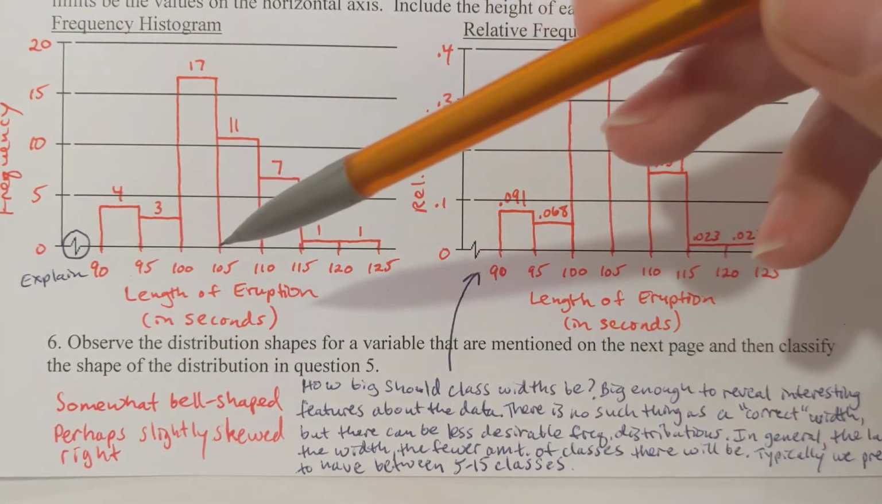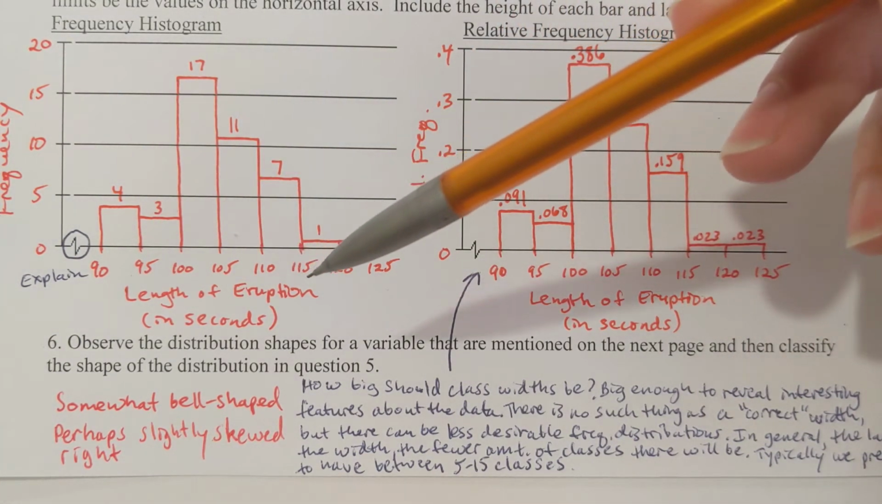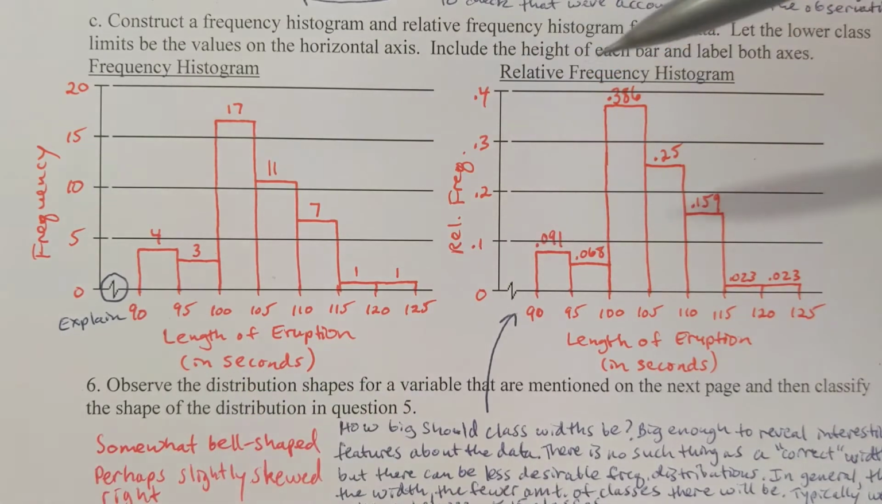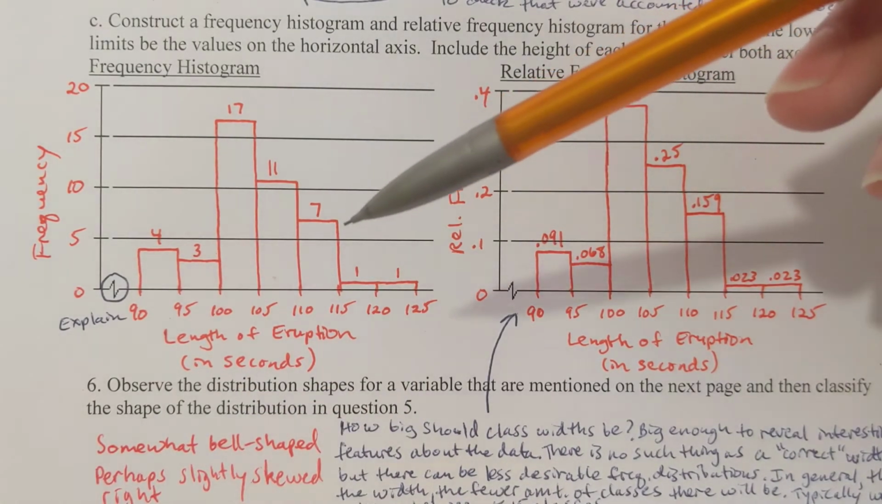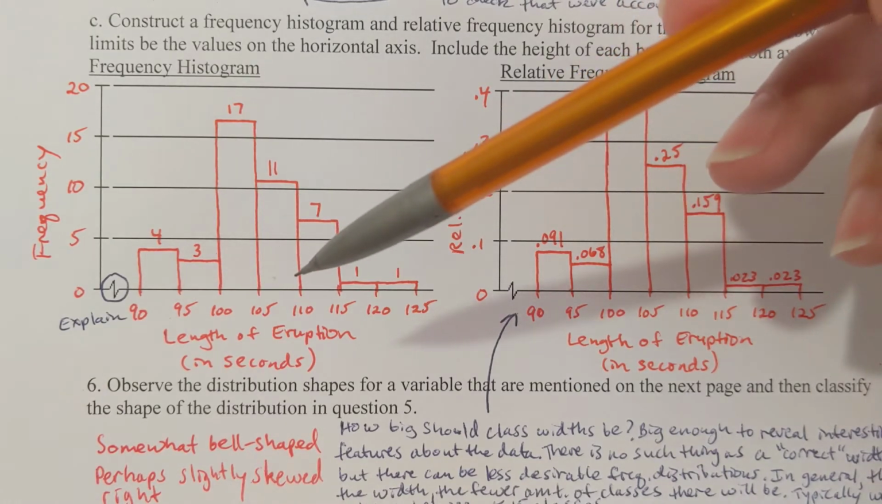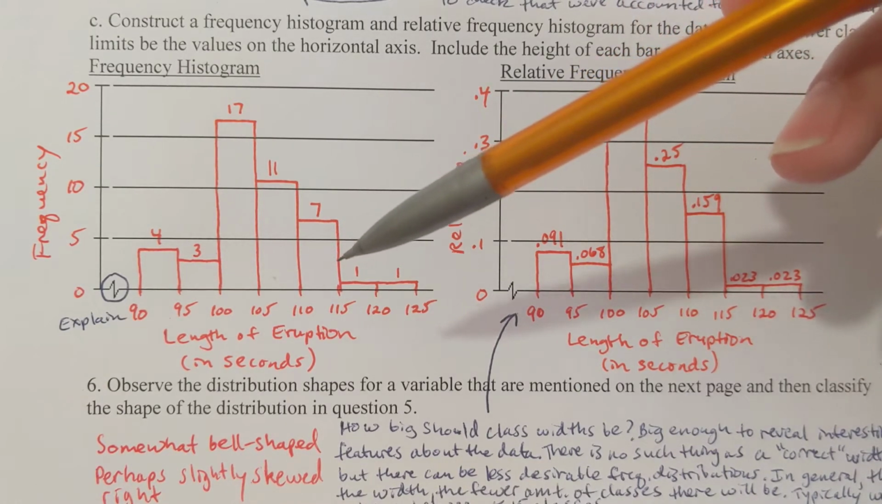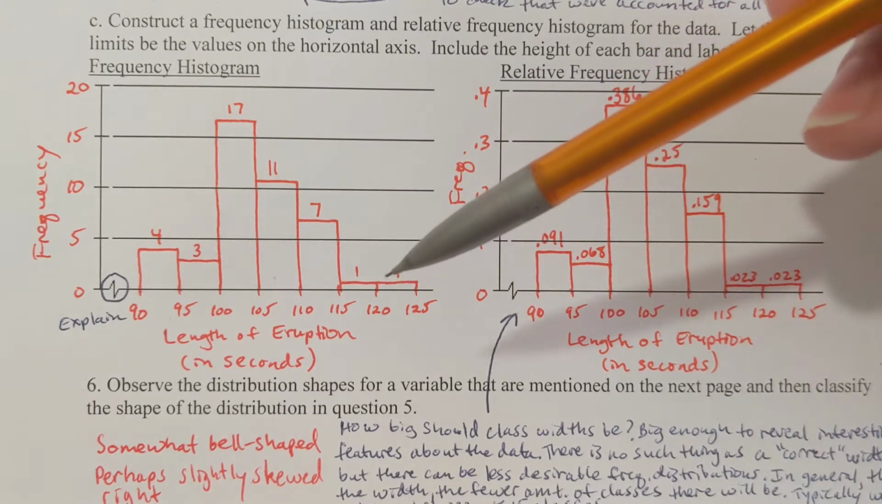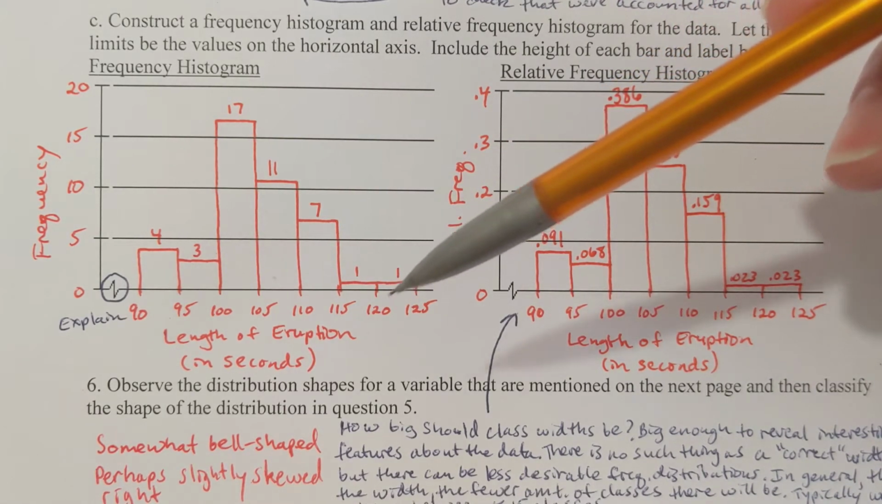Like here I'm using a width of 5. Remember, width of 5. And what if I were to use a width of 20? That would be a very undesirable width, since I would only have a bar graph with 2 bars, and that wouldn't tell me a whole lot about what's going on with this distribution.